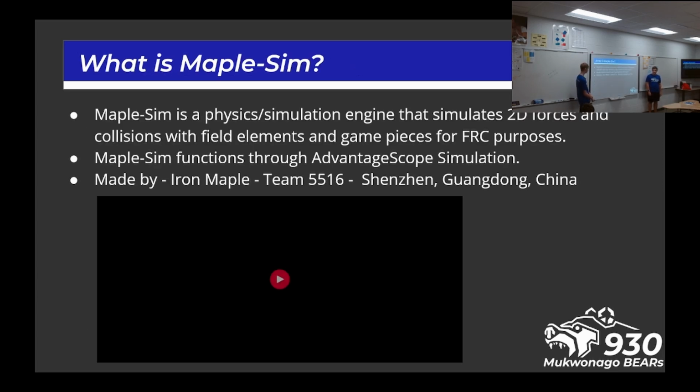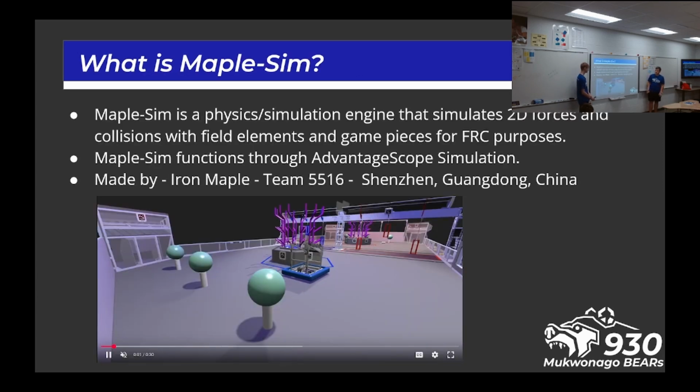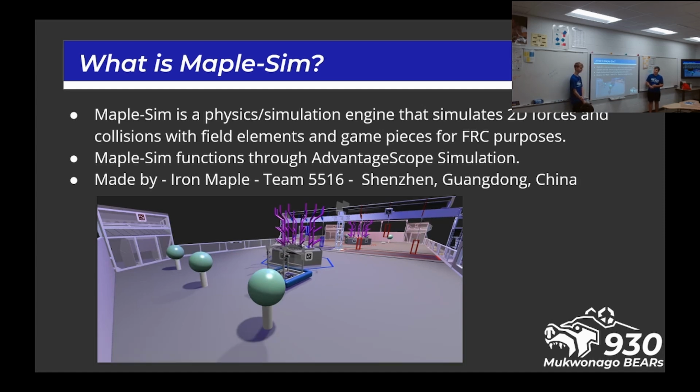So, to start, first, what is MapleSim? MapleSim is a physics simulation engine that simulates 2D forces and collisions with field elements and game pieces for FRC purposes. So, as this video shows, you can use MapleSim to simulate game pieces and the walls, so it collides with the walls.